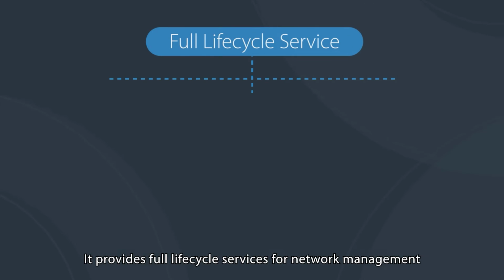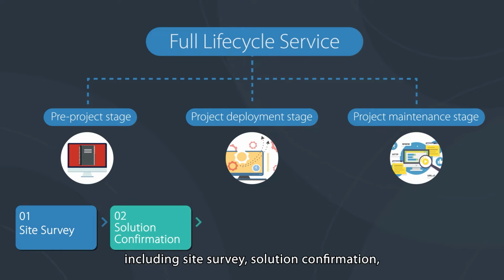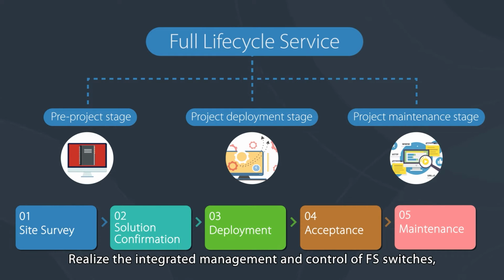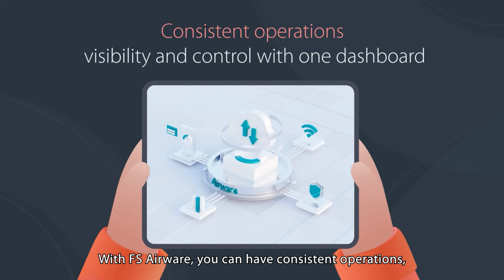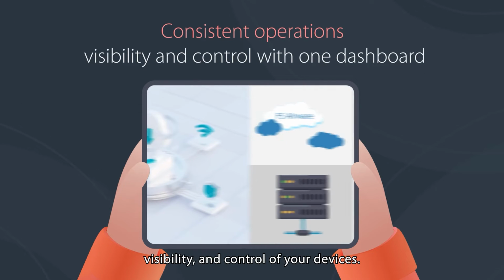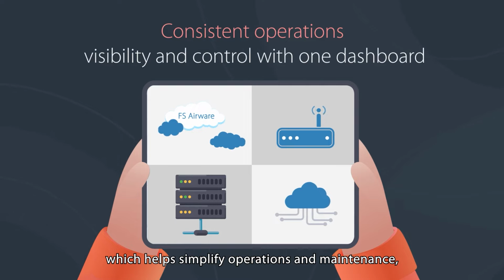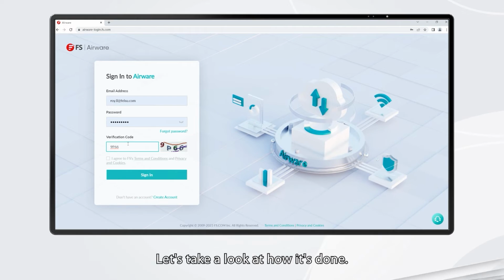It provides full lifecycle services for network management from pre-project to project maintenance, including site survey, solution confirmation, deployment, acceptance, and maintenance. Realize the integrated management and control of FS switches, wireless access points, controllers, and gateways. With FS Airware, you can have consistent operations, visibility, and control of your devices. There is no need to navigate multiple dashboards, which helps simplify operations and maintenance, saving your team days or weeks in configuration. Let's take a look at how it's done.